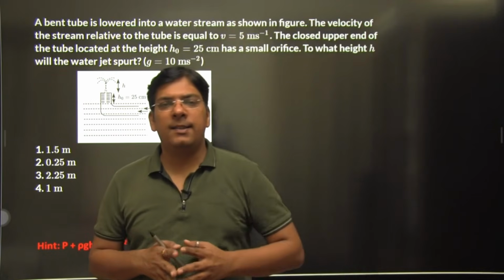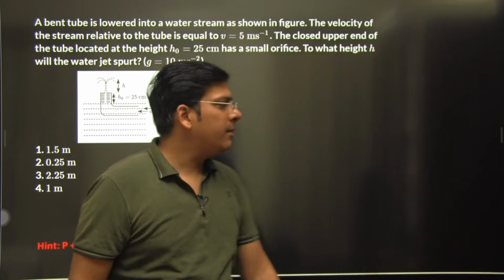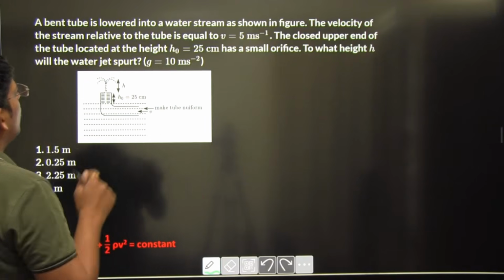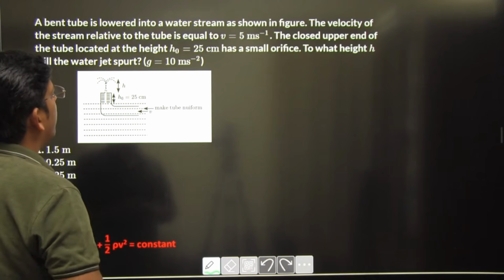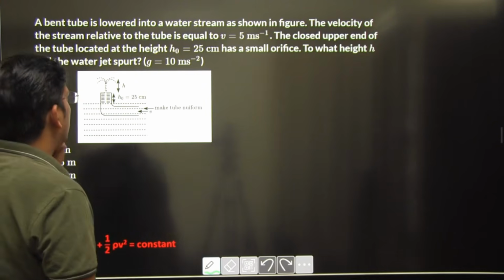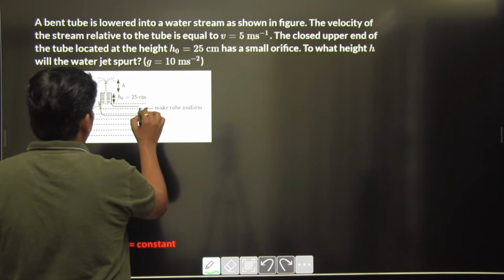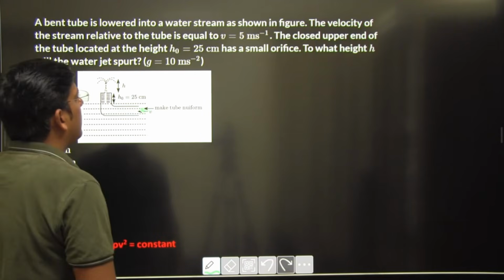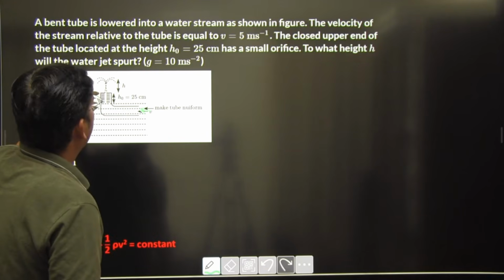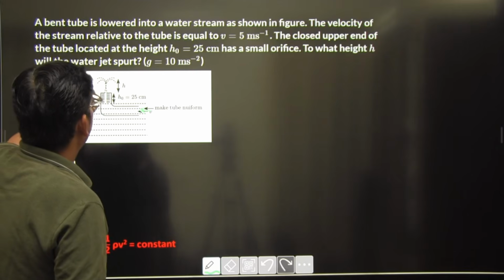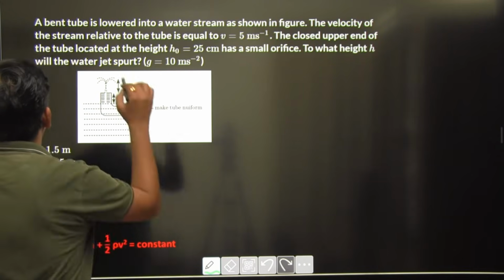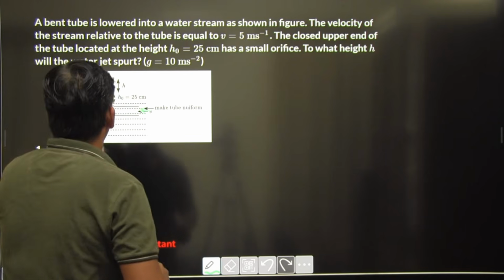Dear students, let us discuss this question. Let's see what the question says here. A bent tube is lowered into a water stream as shown in the figure. The velocity of the stream relative to the tube is equal to 5 meter per second. The closed upper end of the tube is located at a height h naught above the water surface, 25 centimeter. It has a small orifice. To what height h will the water jet rise?